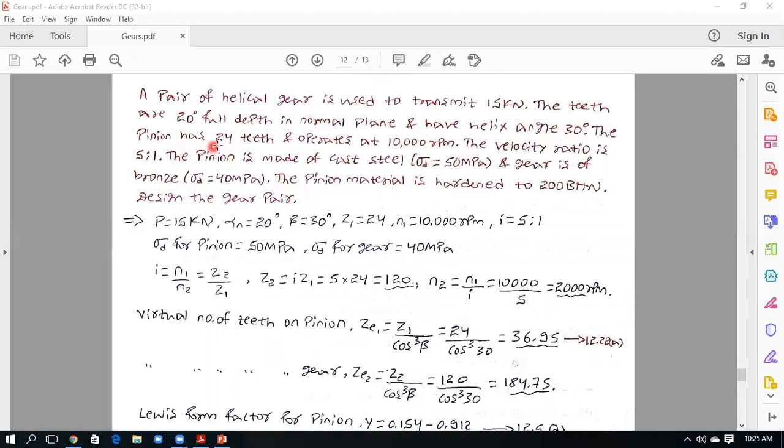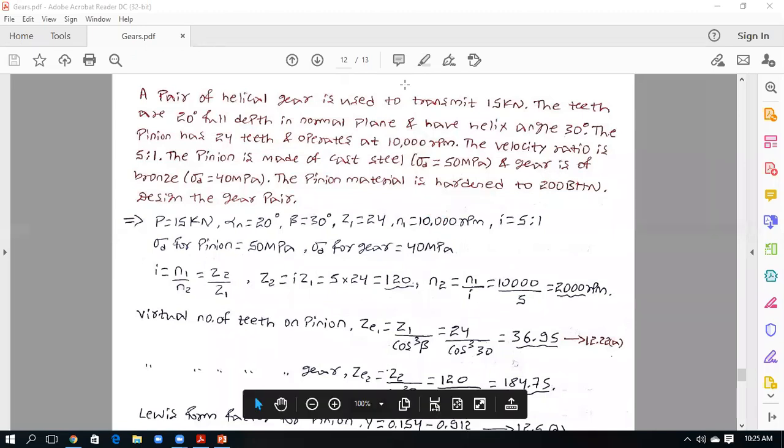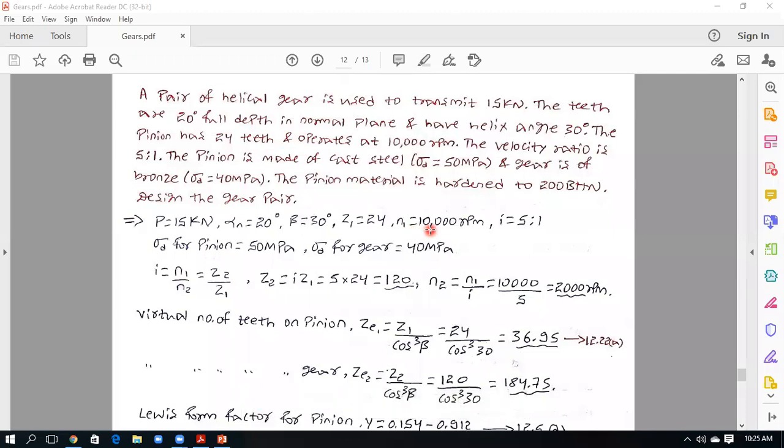and the pinion has 24 teeth. He has given the number of teeth on the pinion. Pinion means it is denoted as Z1. Z1 is equal to 24 and operates at 10,000 RPM. He has given the RPM of the pinion, which is N1. N1 is equal to 10,000. After that, the velocity ratio is 5:1. Velocity ratio is denoted by I. I is equal to 5:1.